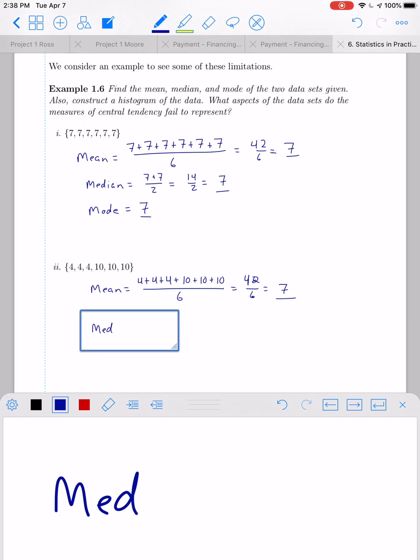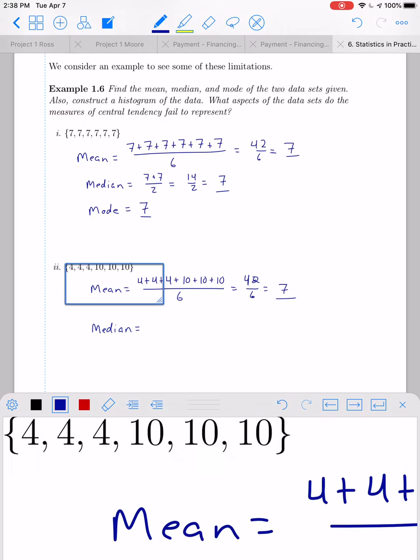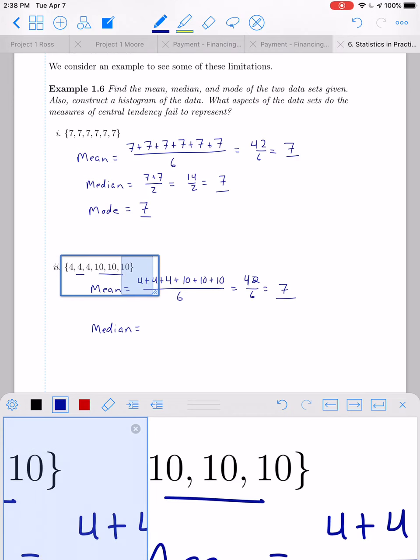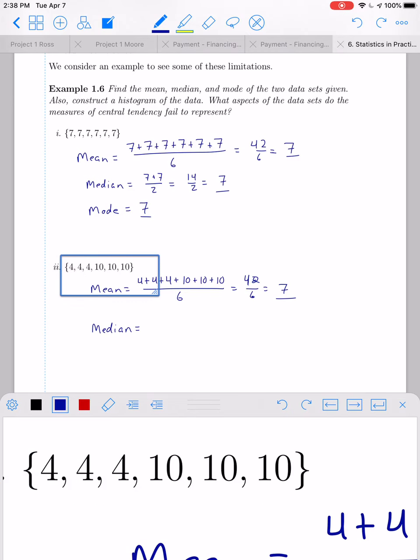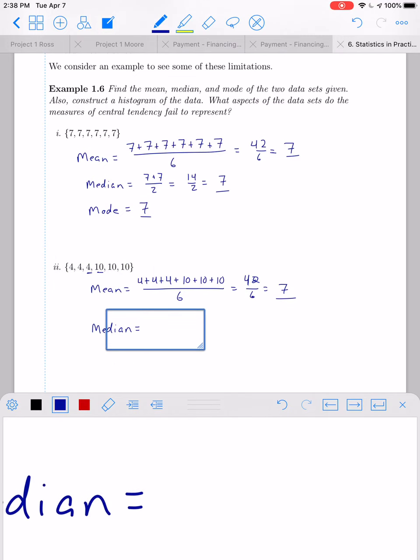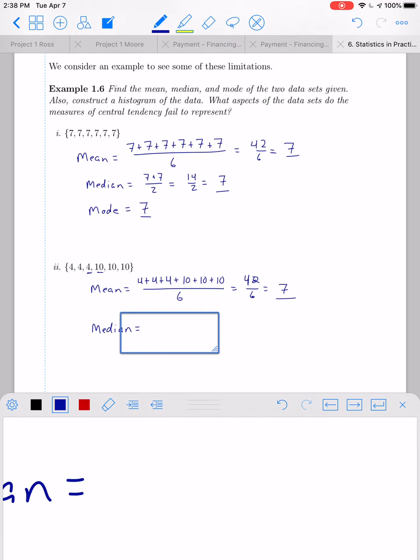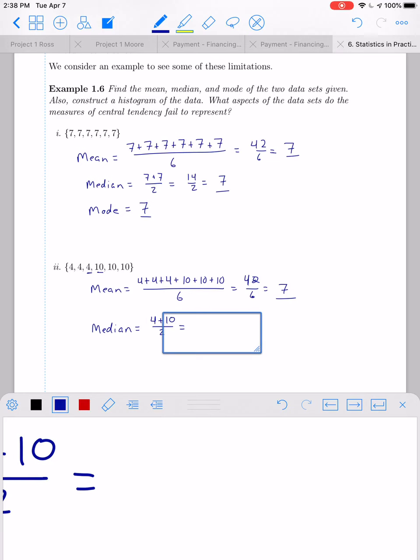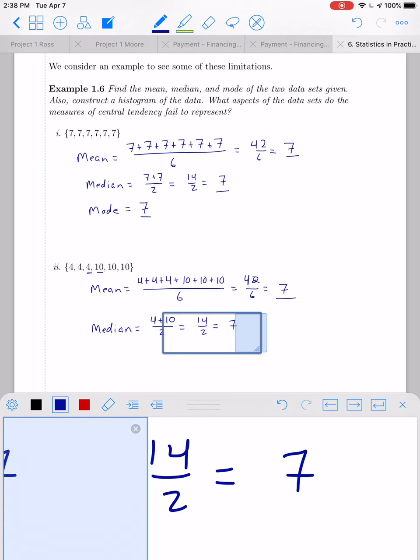The next thing we'll see is their median. Well, the list is already arranged from smallest to largest, so we need to find the middle. Since we have 6 data items, we have a middle 2 instead of a middle 1. If we had an odd number of items, we'd just pick the single data value in the middle. So since we have 2, we'll do 4 plus 10, divide by 2. Again, we take their mean. The mean of the middle 2 is the median. 14 over 2, and that's 7.